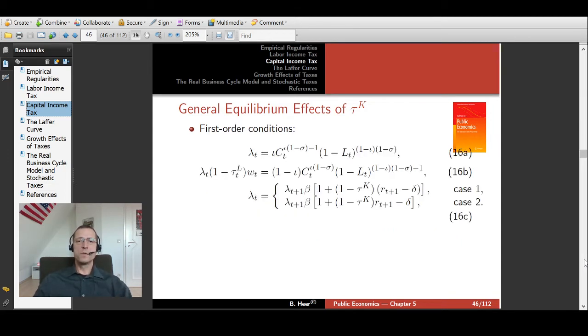We have shown that these imply the first order conditions 16, which are the first order conditions with respect to consumption c_t, labor l_t, and next period capital k_t+1. And in the Euler equation, equation 16c, we have to distinguish the cases where depreciation is tax deductible or not, cases 1 and 2.